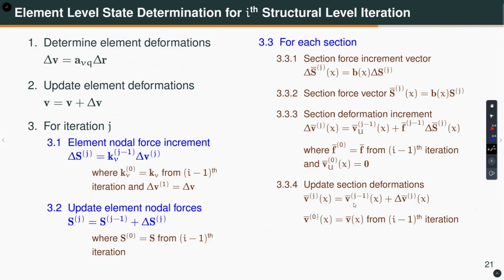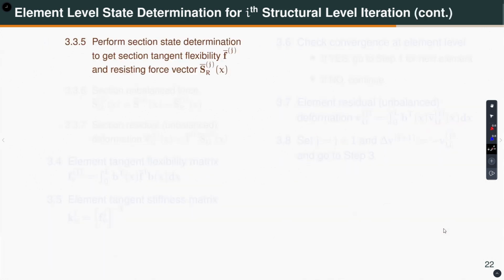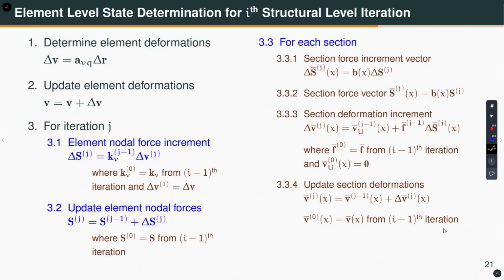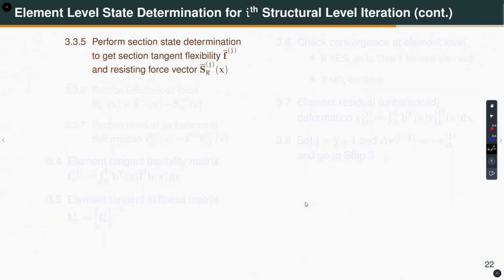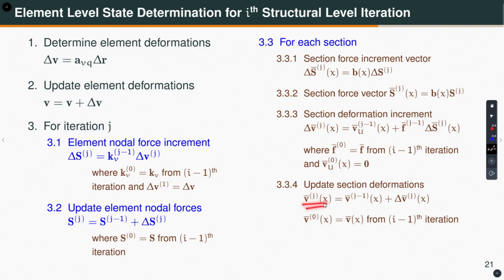Okay. And again, when j is equal to unity, then this is equal to V bar x from the I minus 1th iteration at the global level. Okay. Now, once I know the section deformation vector, then I can do a state determination to get the section tangent flexibility matrix and the section resisting force vector, just like we did earlier using fiber section discretization. So, now this I am calling S bar R. The subscript R indicates this is the actual section resisting force corresponding to this section deformation vector.